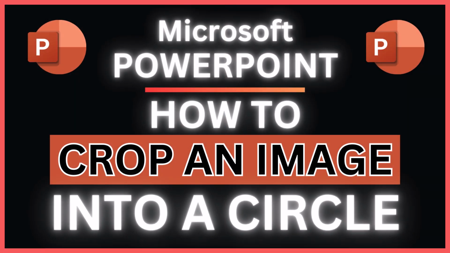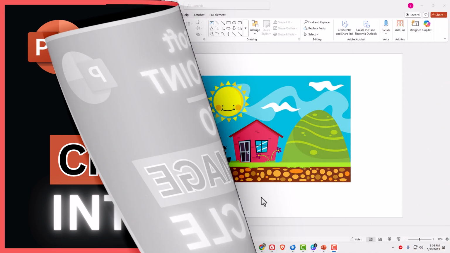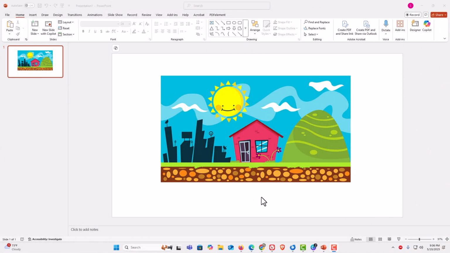This is going to be a video tutorial on how to crop an image into a perfect circle in Microsoft PowerPoint. I will be using Office 365 software on a desktop PC for this. Let me jump over to PowerPoint here. I have Microsoft PowerPoint opened up now, and I have an image on my slide here.